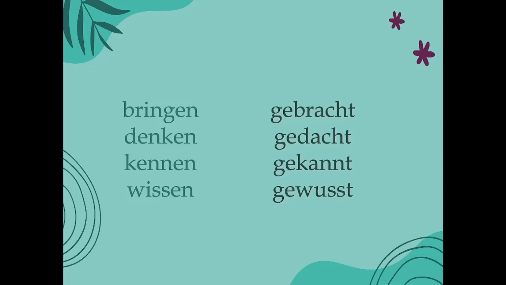So a small set of verbs have a change in stem vowel like strong verbs, yet they take only the T suffix of weak verbs. So these are a few set of verbs. They get the G prefix and T at the end. But if you see, the stem, the root of the verb bring itself is changing. Gebracht, bracht, denken, dacht, gedacht, kennen, gekannt, wissen, gewusst.